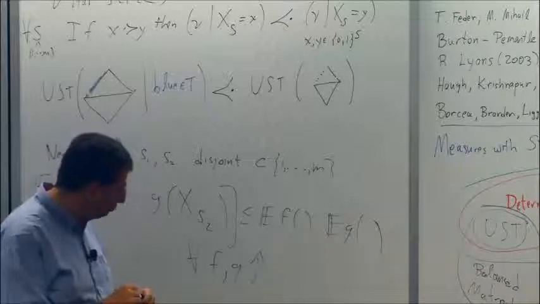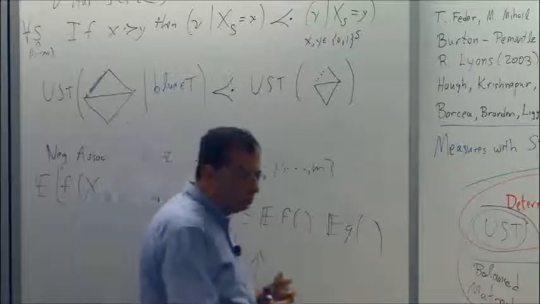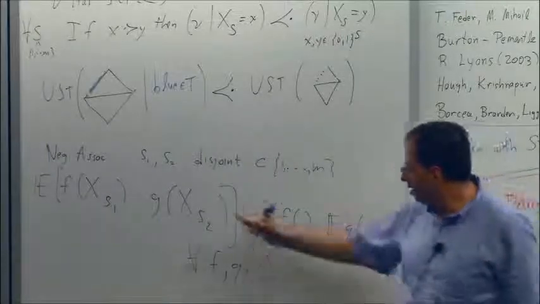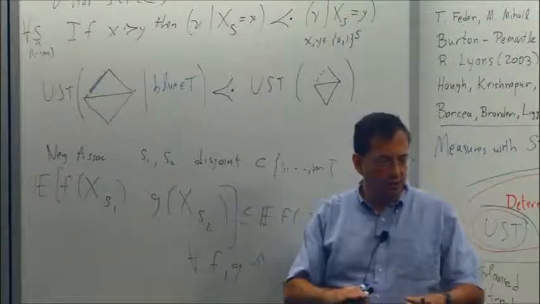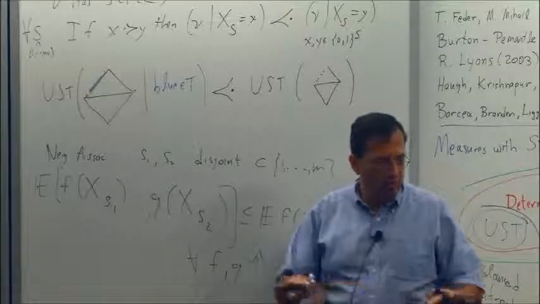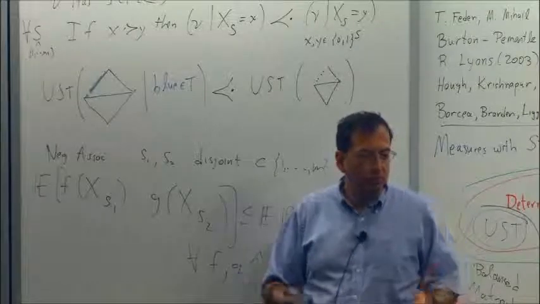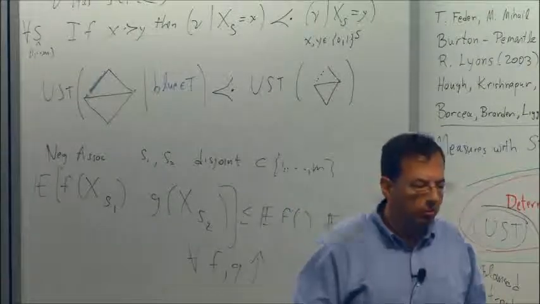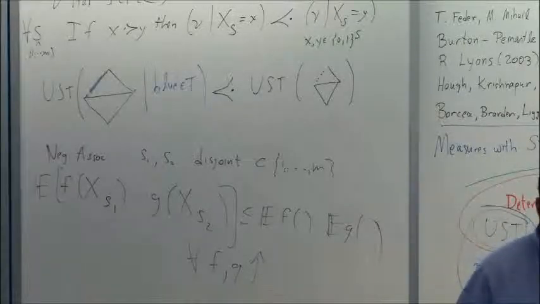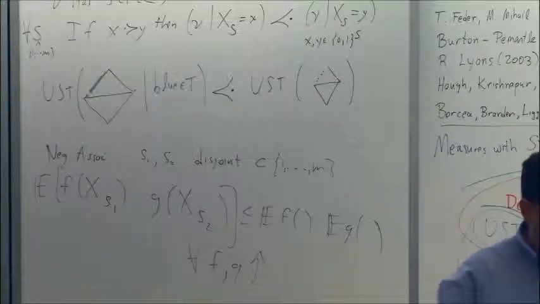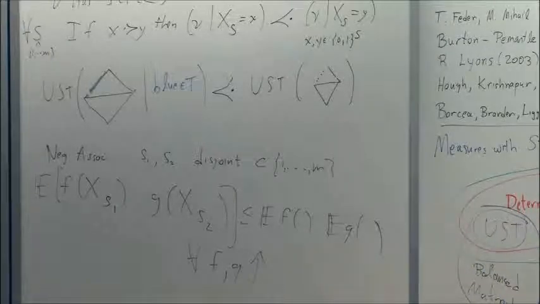Okay, positive association is the inequality going the other way, and there's no restriction that the dependence be on disjoint sets of variables. Now, of course, by Cauchy-Schwarz, any variable is positively dependent on itself. So in order to make this work for negative, one insists that the sets of variables are disjoint.